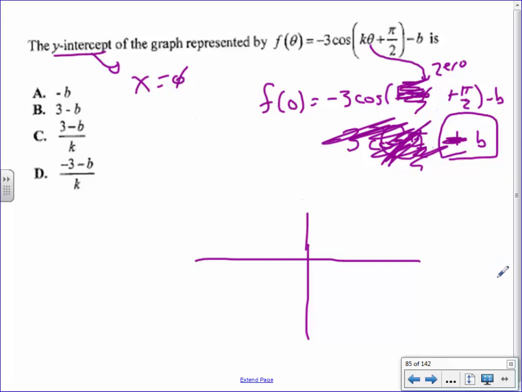I think a question like this is designed to be a time suck, because it's actually super easy if you remember that a y-intercept means x is 0. Otherwise, you spend forever making up values for b and x and k and stuff like that, and it takes a long time. You'd probably still get there, but that's kind of a clever question.